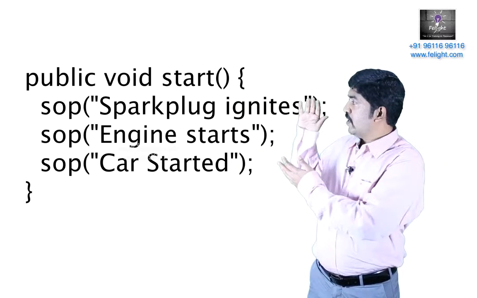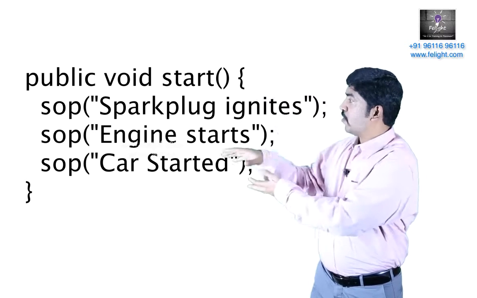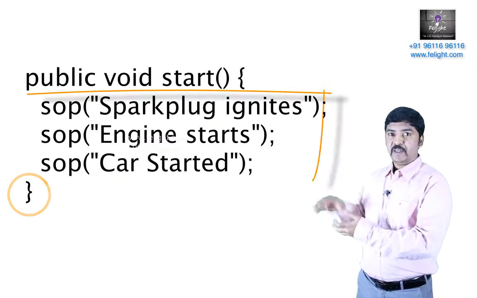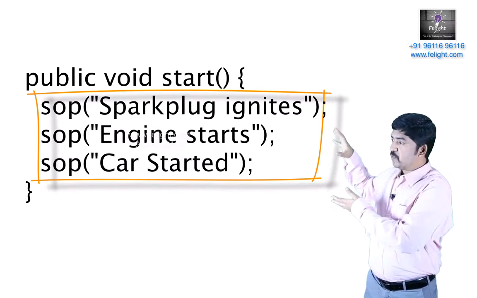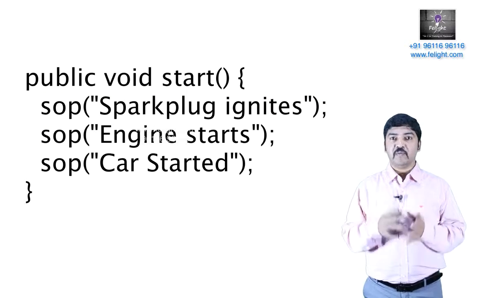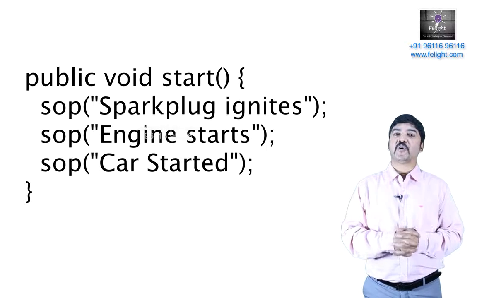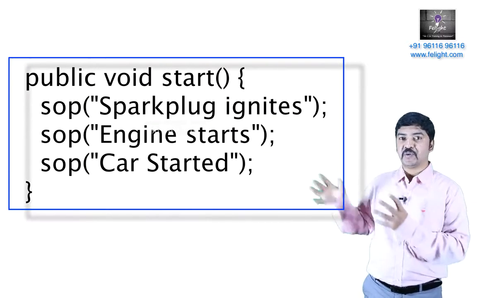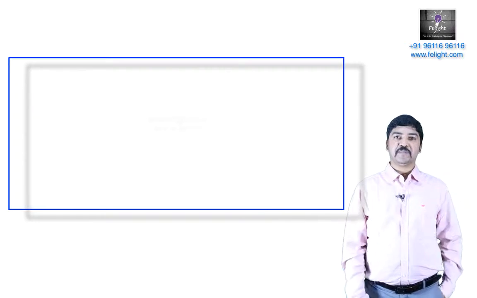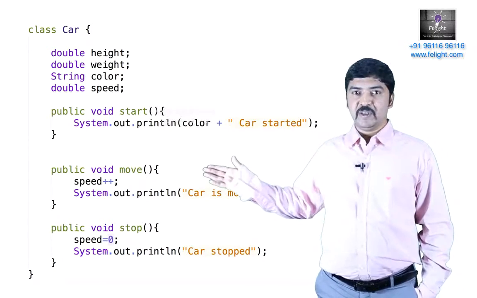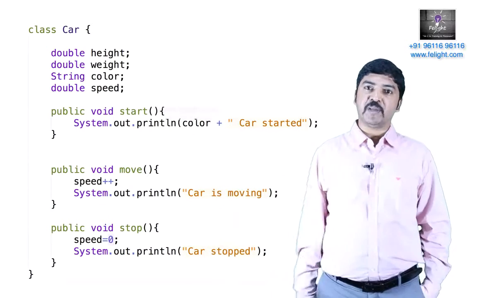Now I want to group them together. So I'll add one curly brace around them. Now these operations belong to start, but whenever I want to start a car, I want to call it. When it comes to calling, we know that we use methods to call. We separate some piece of operations into a method and we are able to call it whenever we want. So we'll convert this start to a method. So methods are used for representing behaviors in Java. In the same way for move and stop, we can just add one SOP statement and convert them to behaviors.